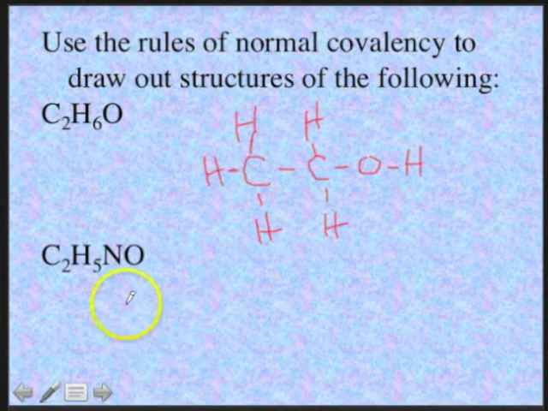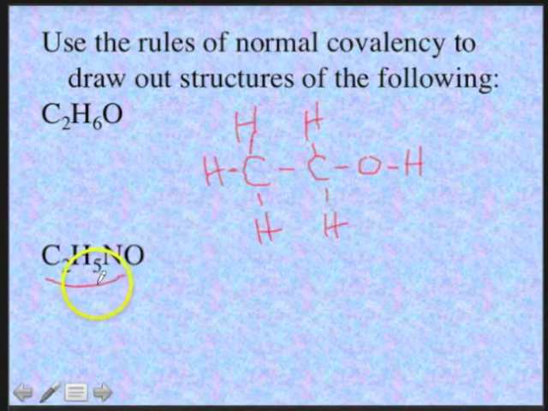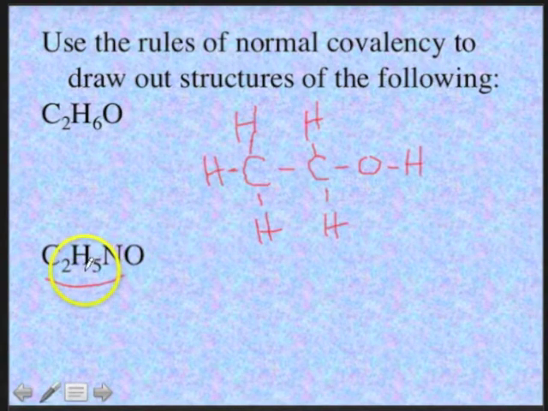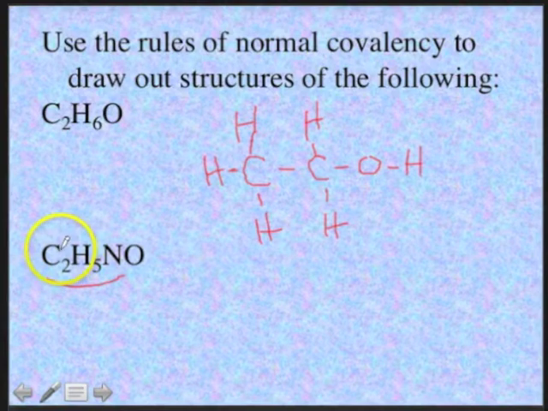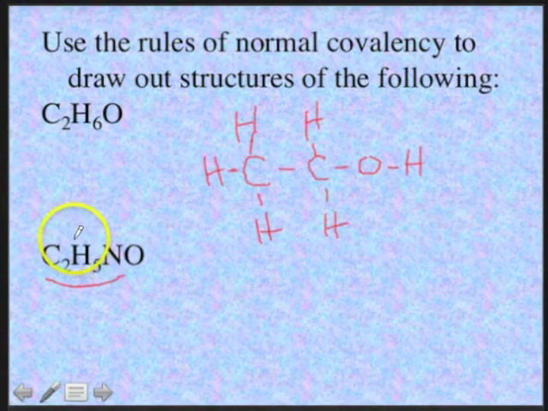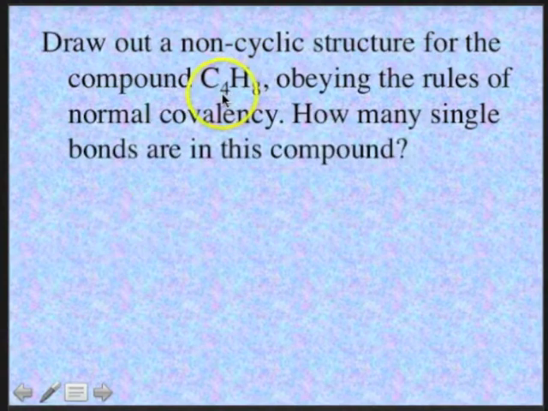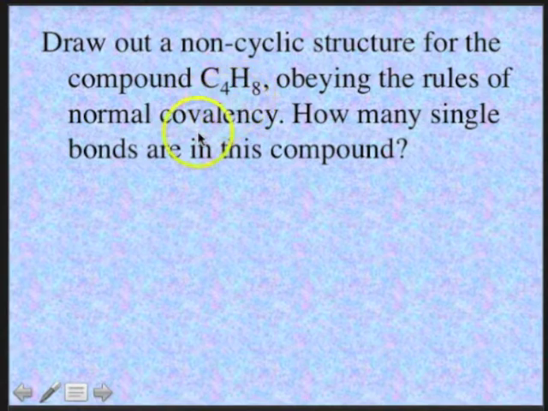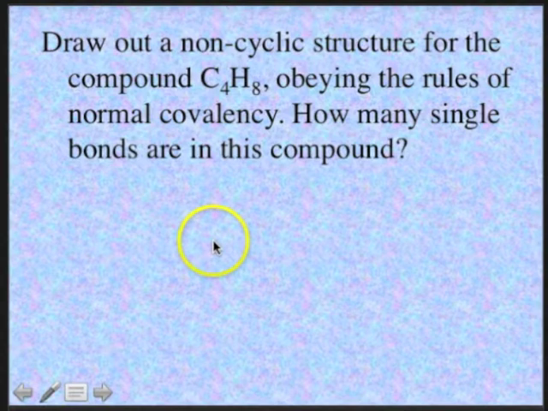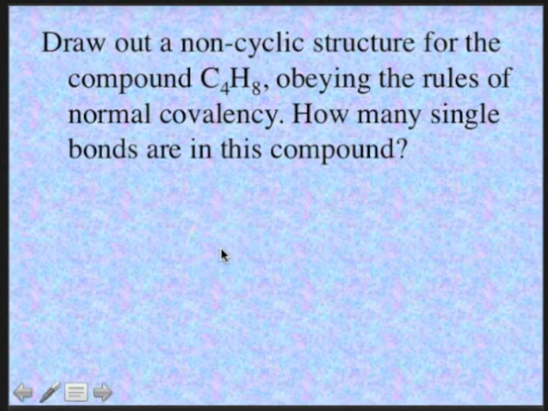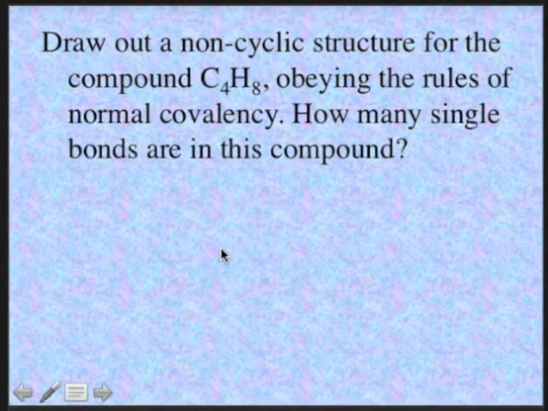And I want you to practice doing this one. And we will do this in class. See if you can write out a structure for this that obeys the rules of normal covalency. And then can you draw out this compound, C4H8, that obeys the rules of normal covalency? In fact, why don't you turn off the playback and come back to this, and then I'll show you how to do it, okay? You try it.